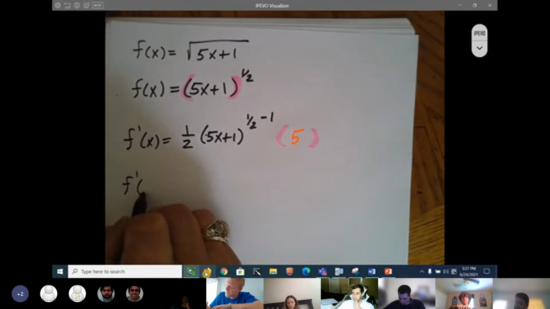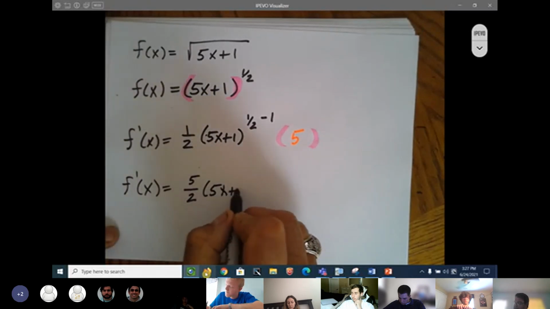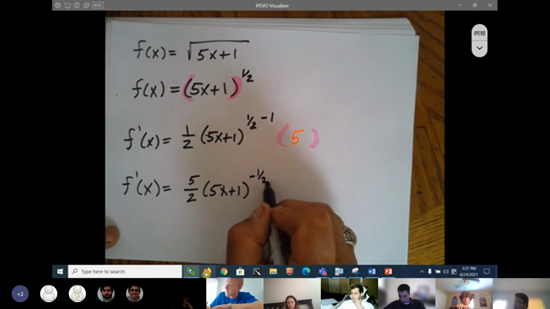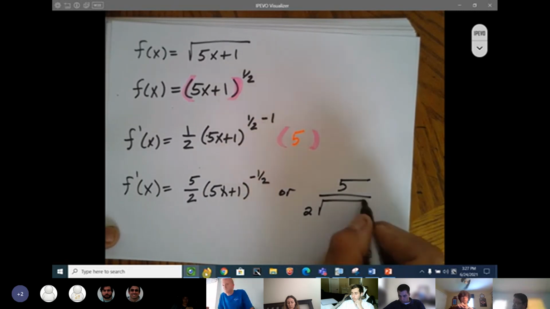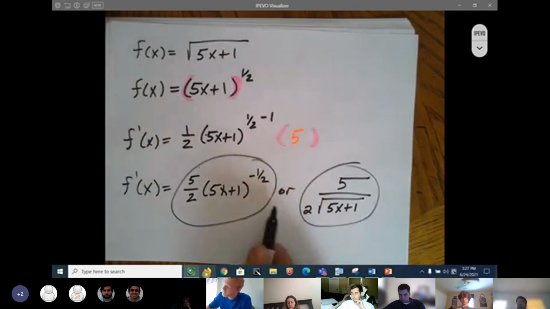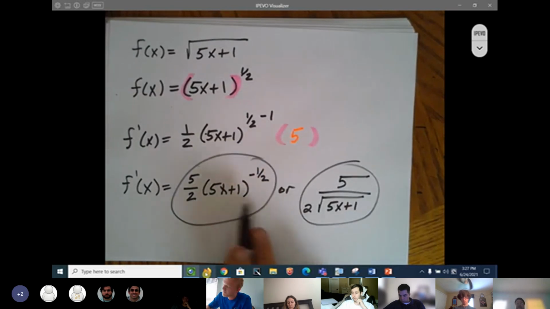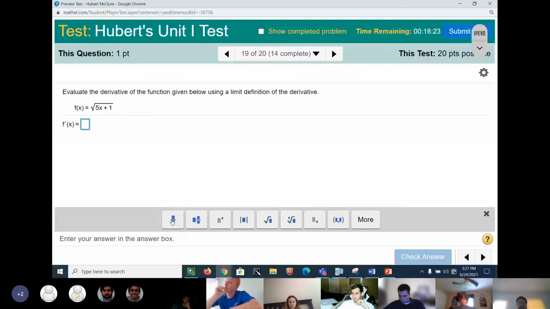So f prime of x is equal to 5/2 times 5x plus 1 to the negative 1/2, or 5 over 2 times the square root of 5x plus 1. There's several different ways you could write these, so this is only 2 possible answers out of like 4. So 5 over 2 radical 5x plus 1.